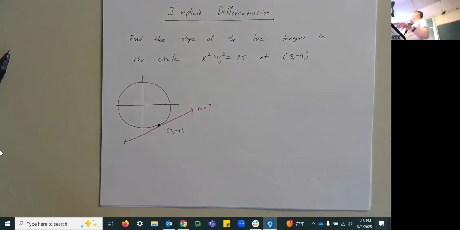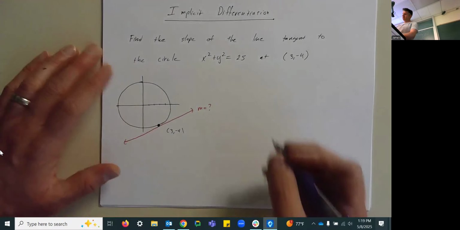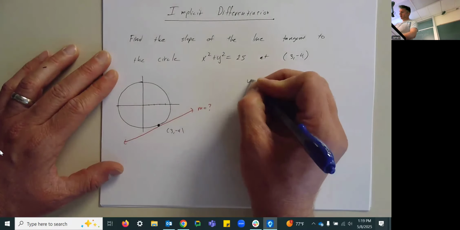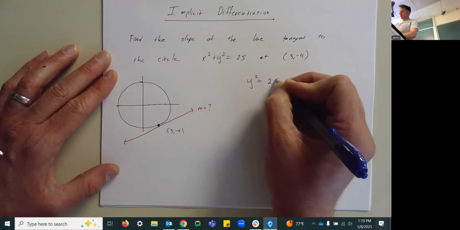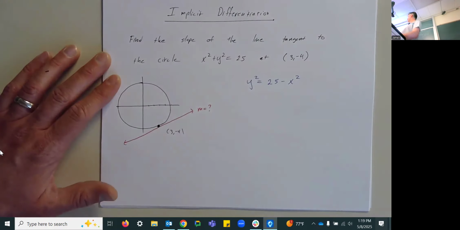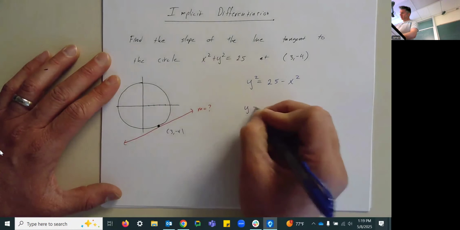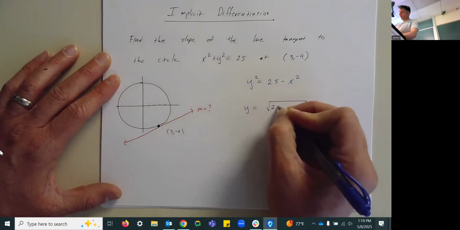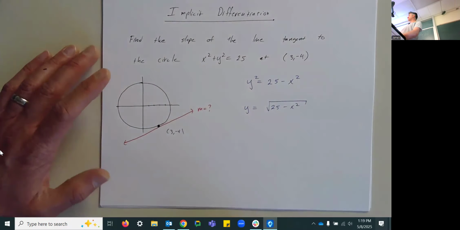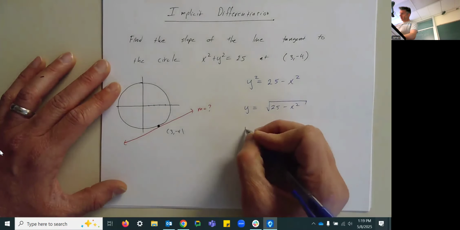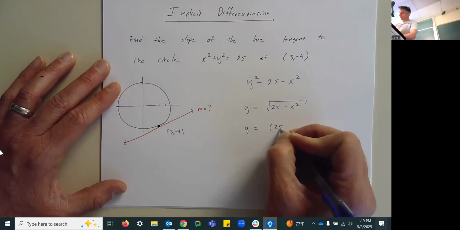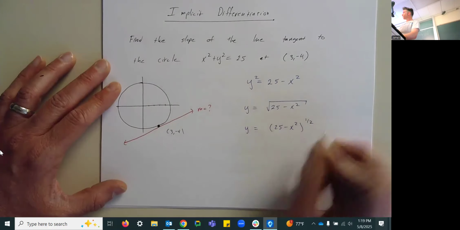So one way to do this is to not use implicit differentiation at all. It's just to solve for y and then take the derivative, which is totally valid. I'm going to make a little mistake along the way. We're going to fix it, so it's going to be fine. But I'm going to make an error to point something out. So if we try to solve for y here, we get y squared equal to 25 minus x squared. And we take the square root of both sides, and we get y equal to the square root of 25 minus x squared. Or since I know I want to take the derivative, I'm going to write it as y equal to (25 minus x squared) to the 1/2 power.